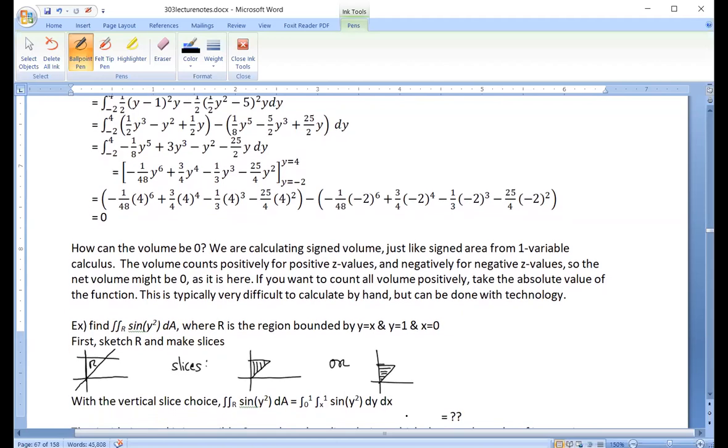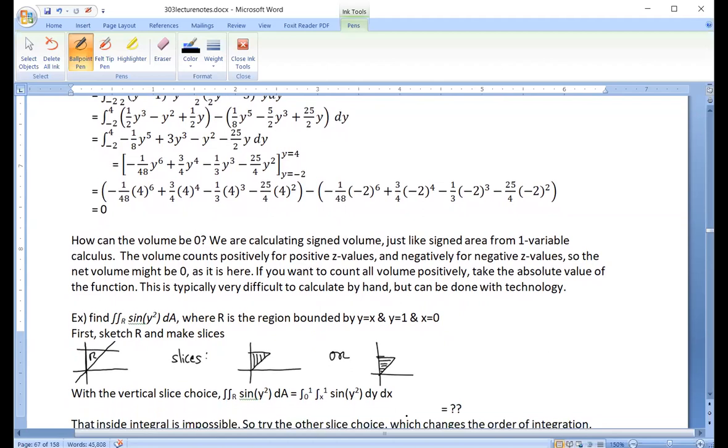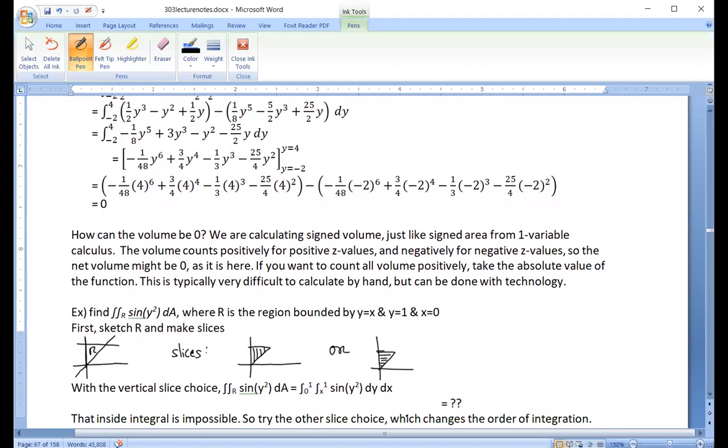What is the integral of sine of y squared dy? You might think to do a u substitution, but there's no du. Turns out this integral is impossible, so don't try to do it. It actually turned out to be helpful here that we've got two choices for how to set up the integral. So we're not going to use the vertical slice choice, because it gives us an integral that's impossible.